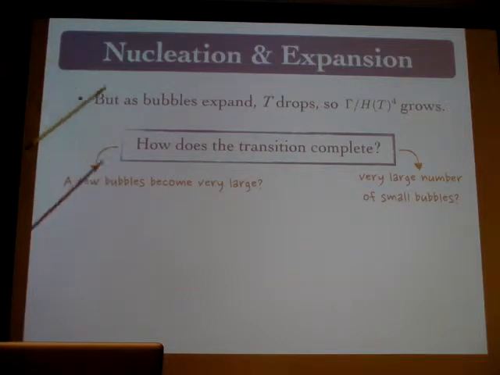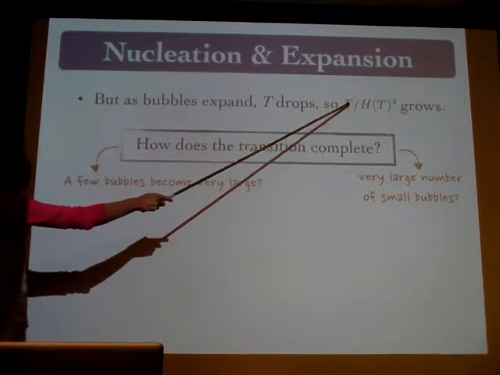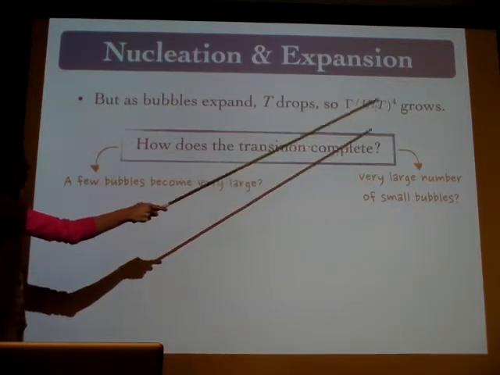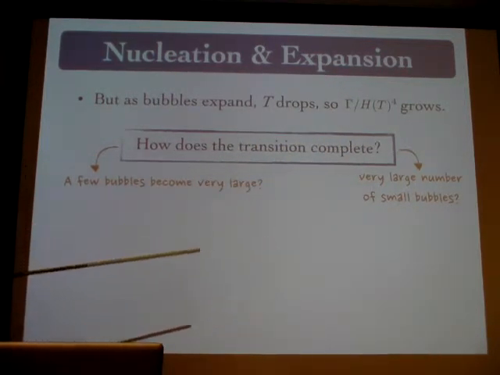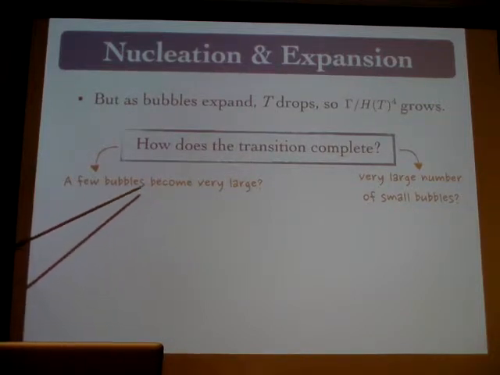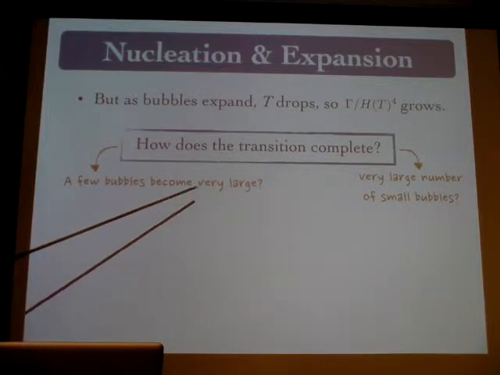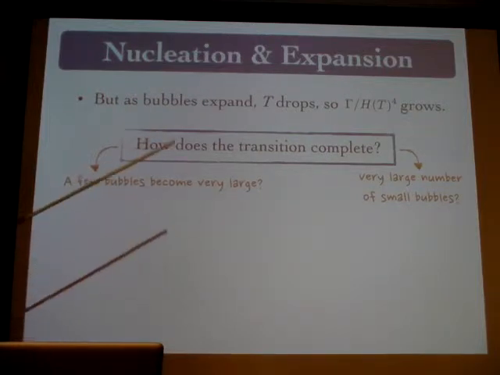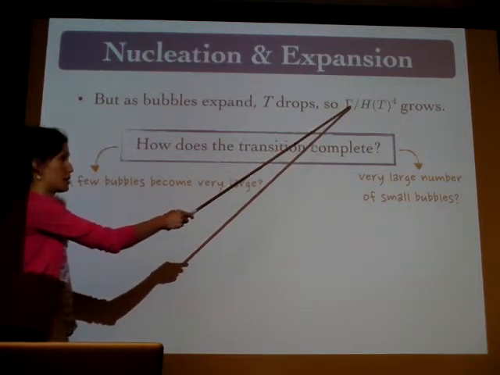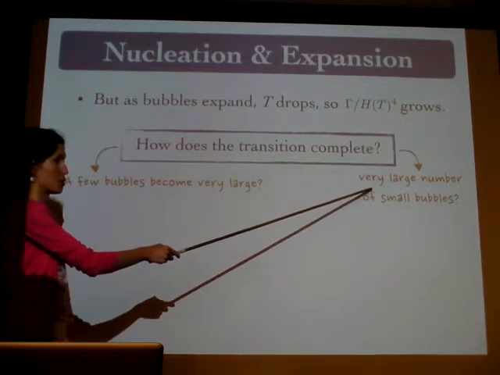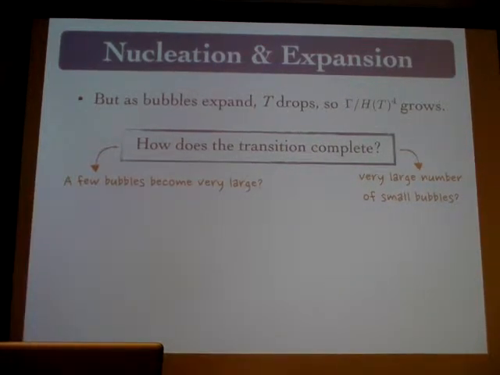In our case, in which we are studying a zero temperature case for the hidden sector, because this is not changing with temperature, this quantity is growing not very fast. So the way this transition comes to an end is by a few bubbles becoming large and colliding. Whereas in a thermal case, where this is exponentially dependent on temperature, you find yourself in the other situation.